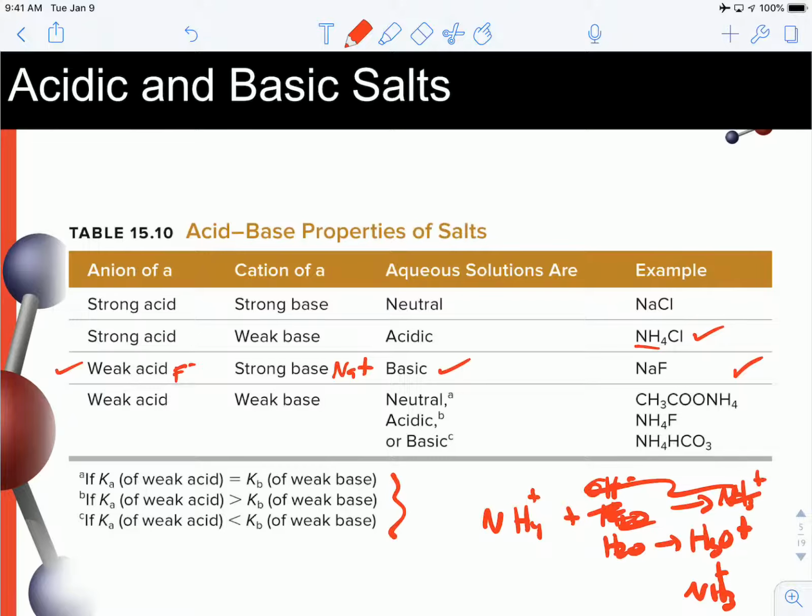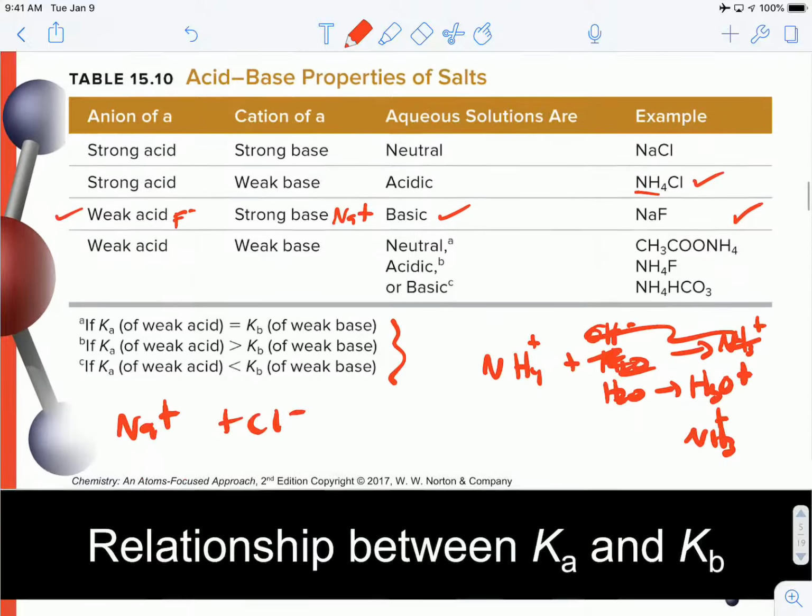Now, if you have a strong acid and a strong base, like NaCl, nothing happens because you've got these ions in solution. Neither of these ions is going to react with water because they're derived from strong acids and strong bases, so the reverse reactions don't happen. So this is something you definitely need to read and spend some time on. It's a difficult concept.